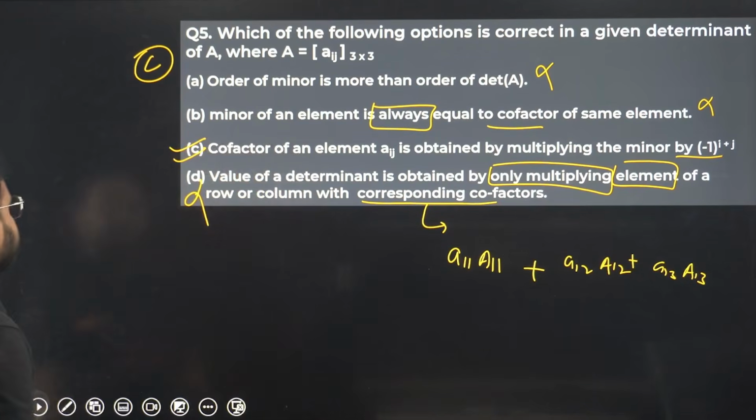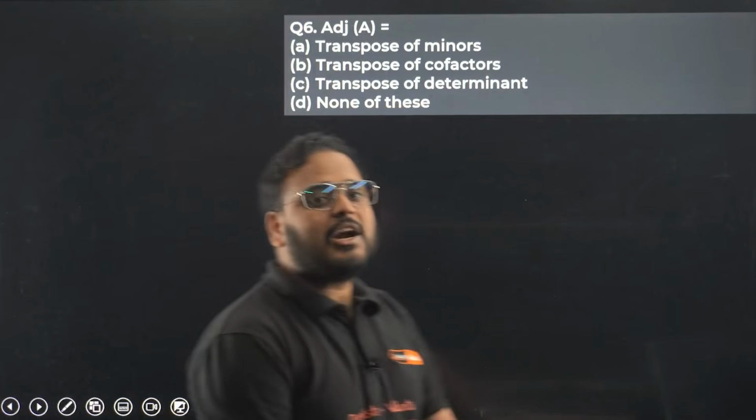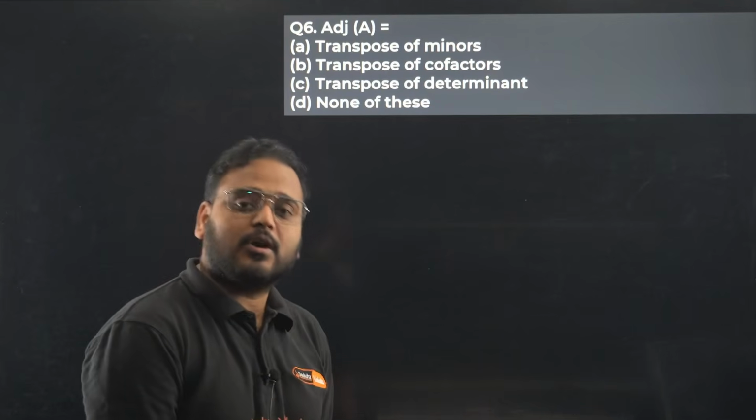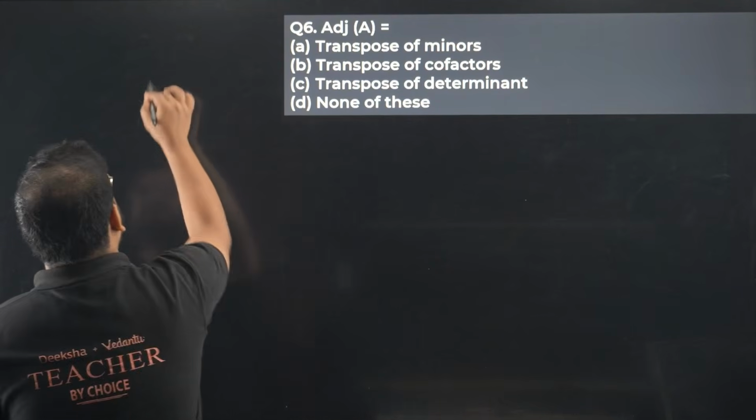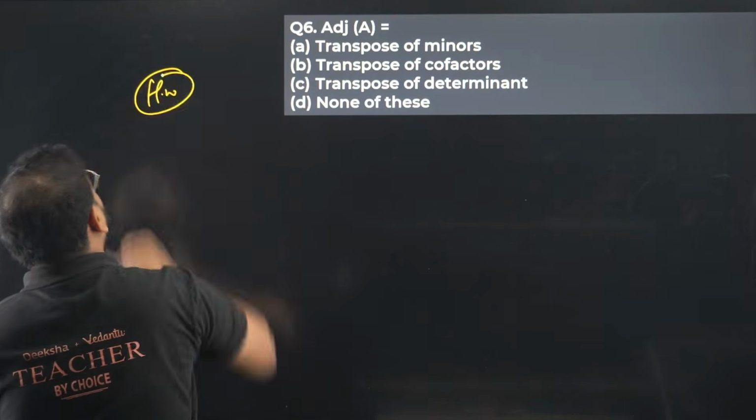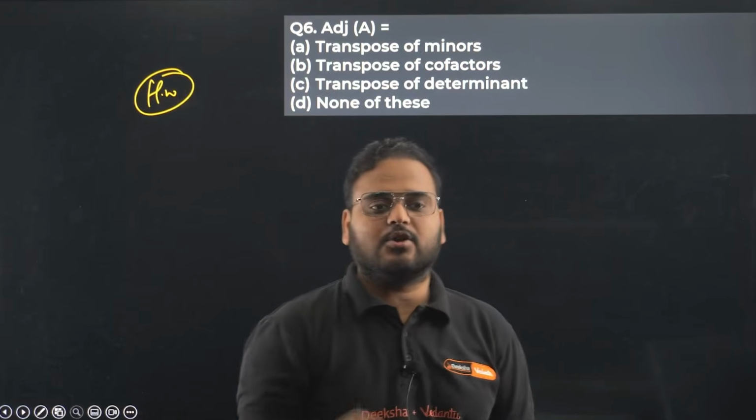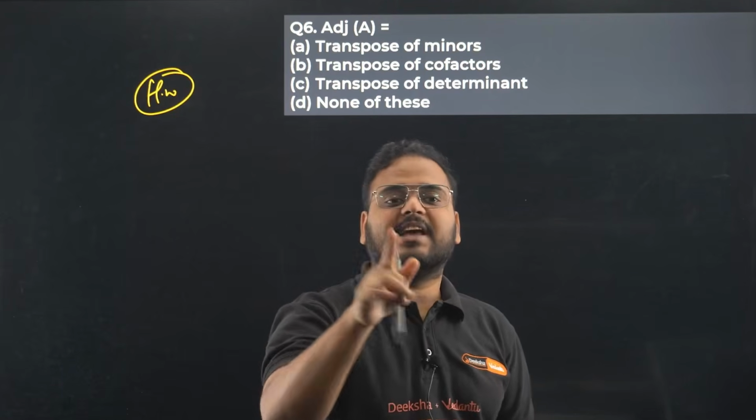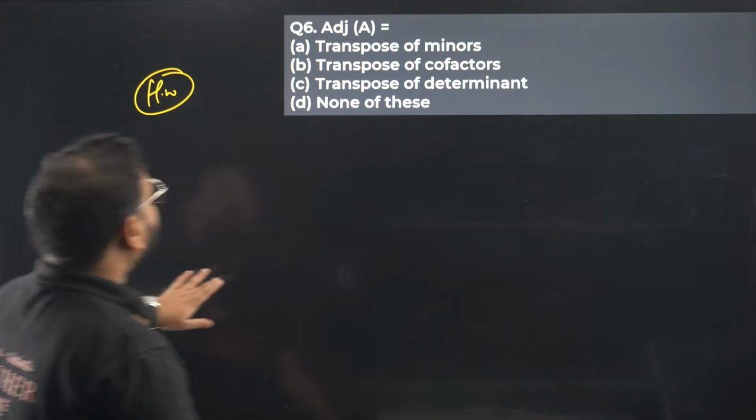Let's move on. 6. Adjoint of the matrix A is what? This is the homework. Simple question, but give me your answers in the comment section. Adjoint of a matrix A will be which of the options? You have to give me.